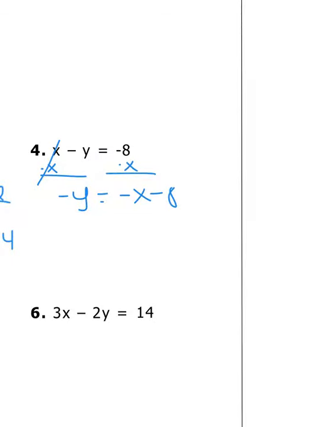Okay. y is still not by itself. It looks like it is, but it's really not. So we've got to get rid of that negative sign. To do that, you can divide by negative 1. It's the same thing. And that flips the signs on the other side. So we have positive x plus 8.